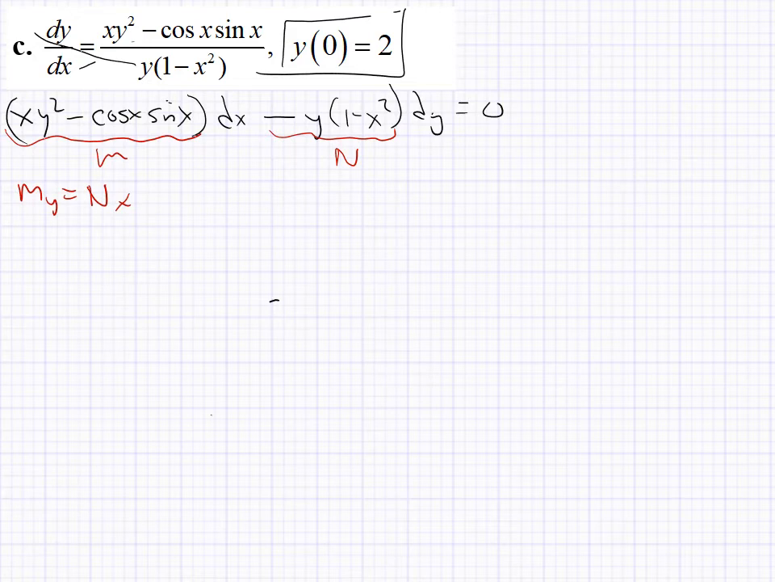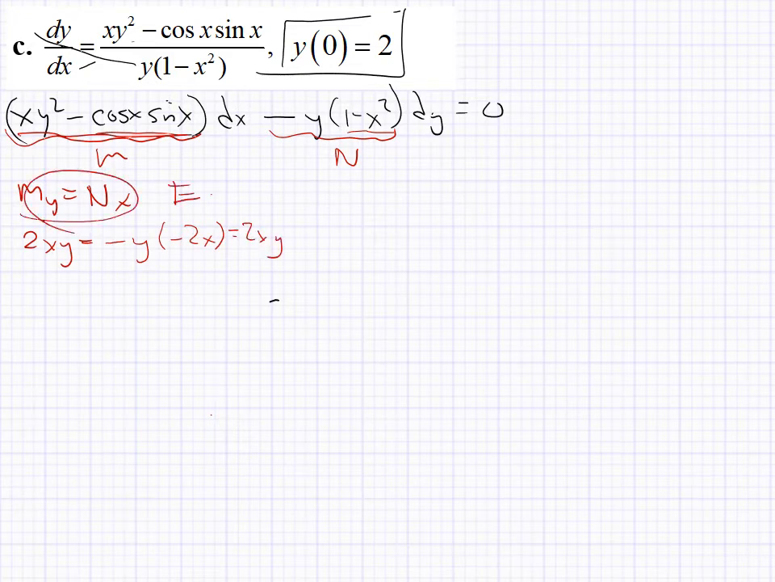In order to do that, let's take the derivative with respect to y here. That's going to be pretty easy. y is the variable, x is the constant. So we're going to get 2xy, and this is going to be 0. And N with respect to x, well, this is a constant multiple. So we have minus y times the derivative of this thing with respect to x. That will be minus 2x, which gives me 2xy. And so, in fact, this works out. So we do have an exact differential equation.